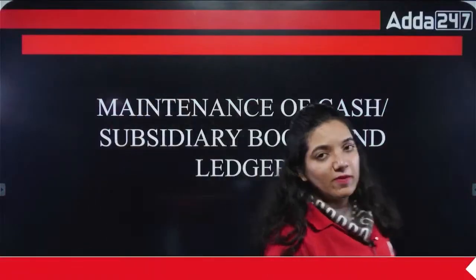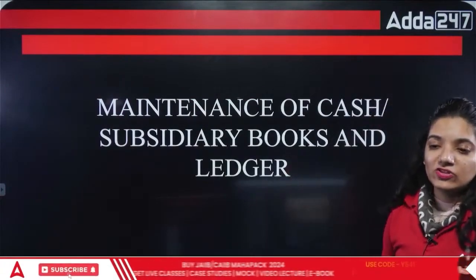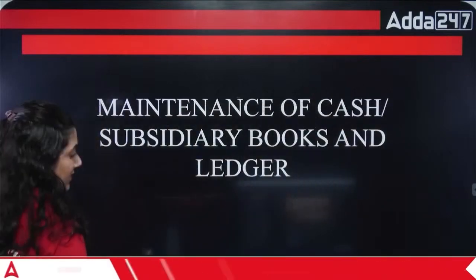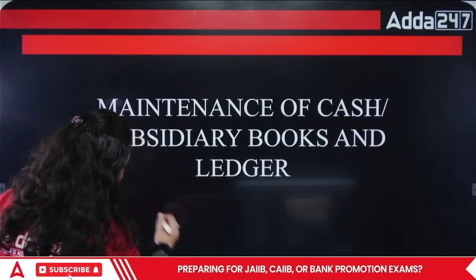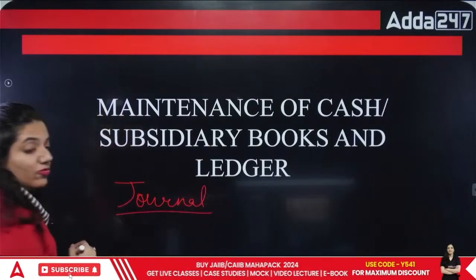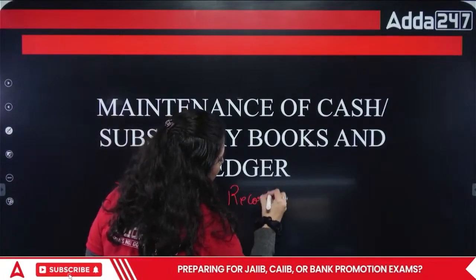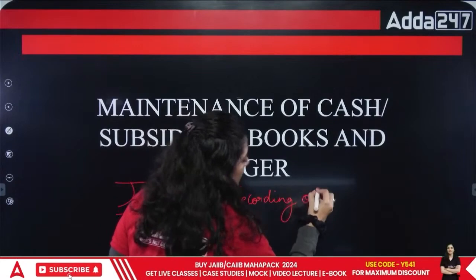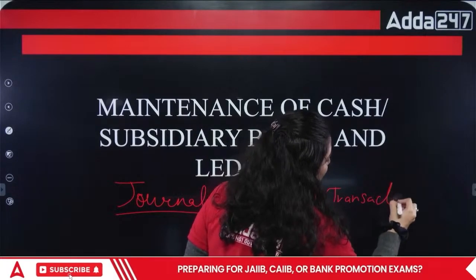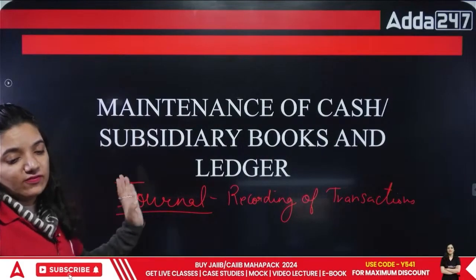Now, today I'm going to talk about the next unit, that is maintenance of cash, subsidiary books and ledger. So we'll be talking about all of these. The first thing that happens in any business is journal. Let's talk about the journal first. What do you mean by journal? Journal is basically the book through which the entire recording is done, recording of each and every transaction. The recording of the transactions is done through journal. First is journalizing. Once you have journalized it, the first part is over.